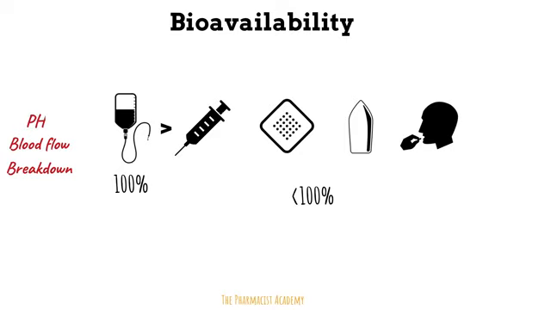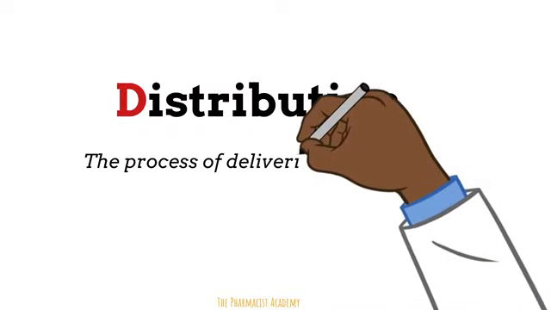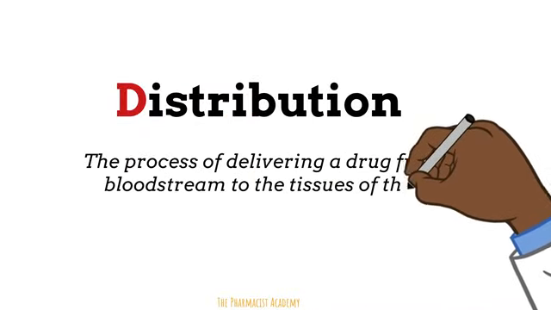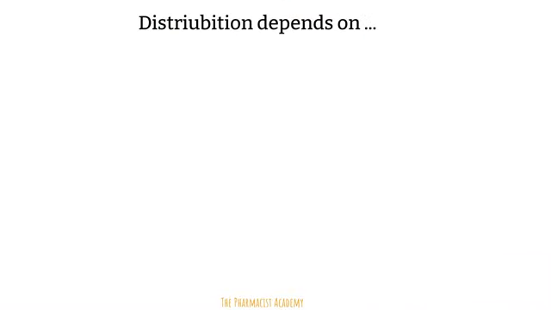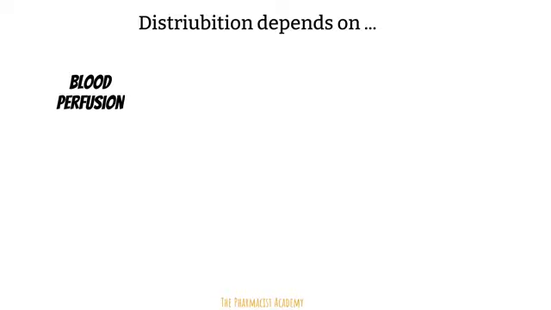So now the drug is in the bloodstream. That brings me to the next PK parameter, distribution. This is the process of delivering a drug from the bloodstream into the tissues of the body. Distribution depends on the biochemical properties of the drug and the individual receiving the drug. If there is reduced blood flow to a specific part of the body, then less drug will reach there.